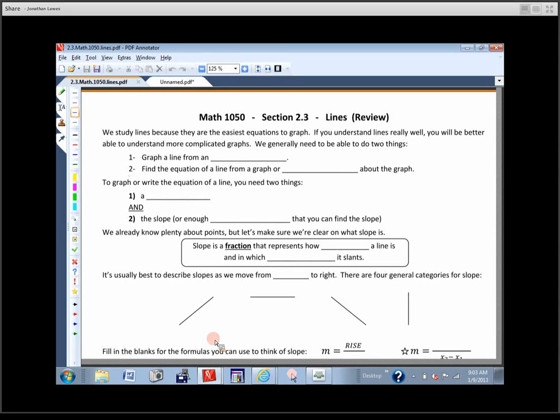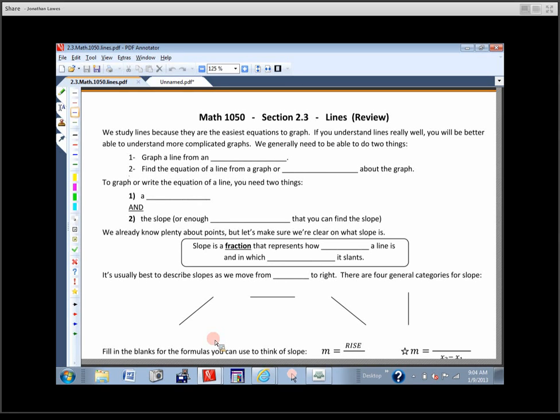Okay, the reason we start with lines is because they're the simplest and easiest, most basic type of graph. Pretty easy to work with. It's hopefully easy to remember all this stuff. And if you're really good at working with lines, then you'll be better able to handle the more complicated graphs that we'll do a little bit later.